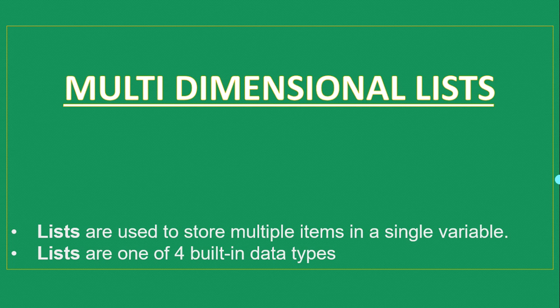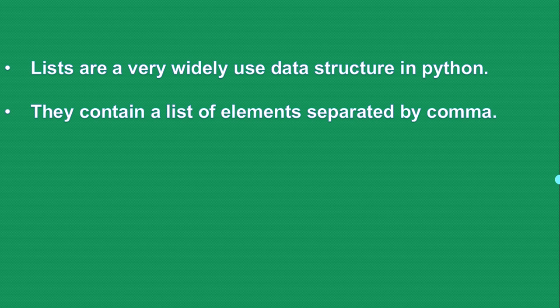Like it can be a number, it can be a string, it can be a decimal value, it can be anything, right? It can be a boolean value also. Now, lists are known as one of the four built-in data types. What are the other three built-in data types? Tuples, sets, and dictionaries. So now let's start working on the multi-dimensional list.